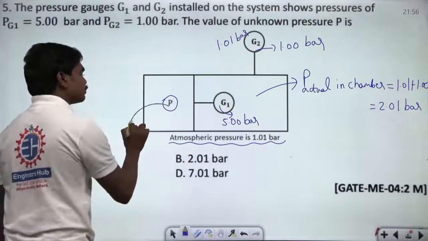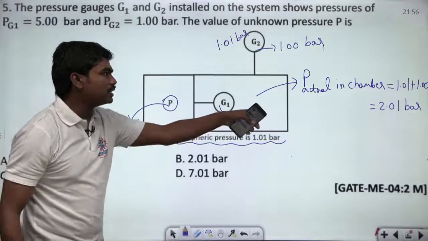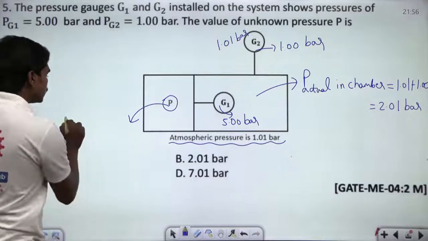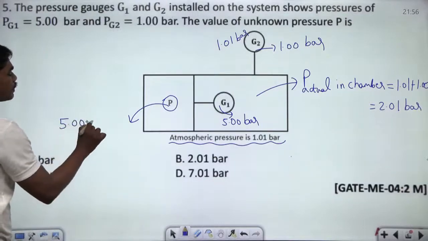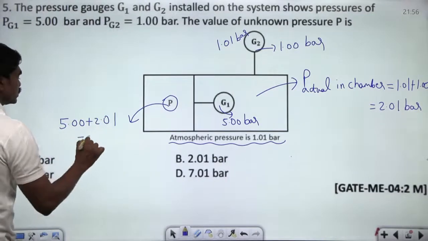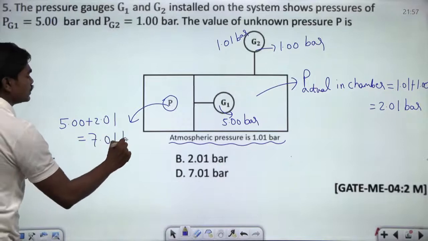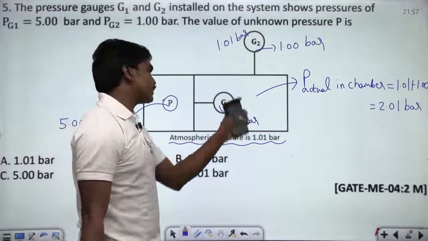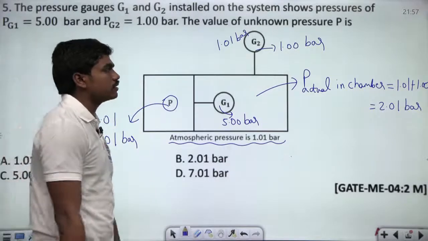So what is the actual pressure P in this case? Again, this 5 plus this pressure which is in this chamber. So 5 plus 2.01 which is 7.01 bar is the actual pressure P, correct? The value of the unknown pressure P, correct? So 7.01 bar. Yes or no?